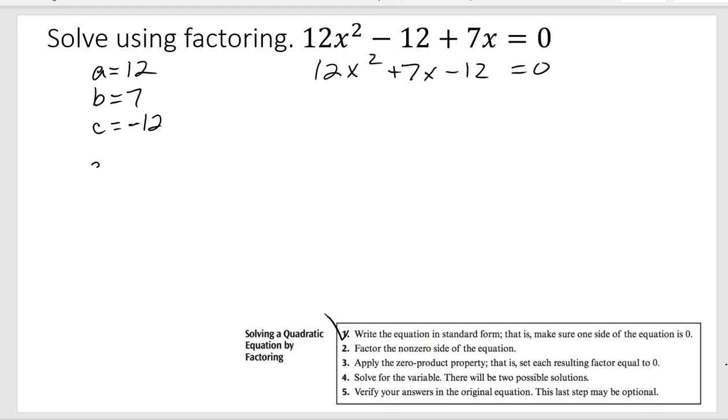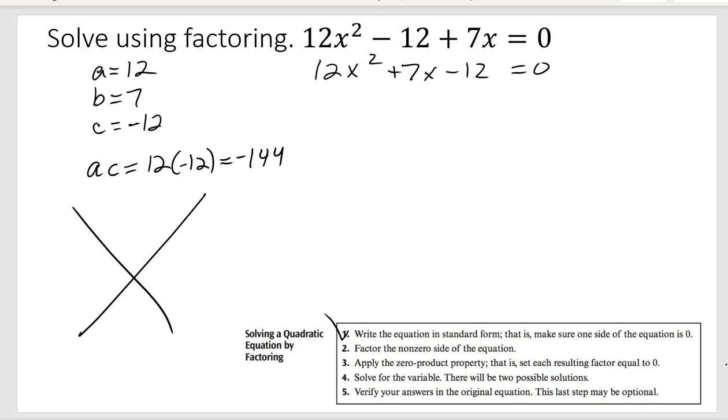Next, I'm going to multiply A times C, and I get negative 144. I put this on the top, and this is AC. And then I put the B in the bottom. I want factor pairs that multiply to be AC and that add to be B.